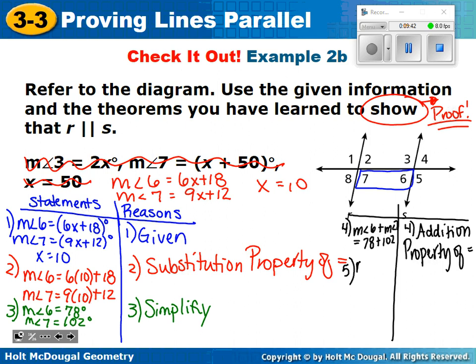Simplify. So measure of angle 6 plus measure of angle 7 is equal to 180. Simplify. And if you go back and read your converse, it says if the same side interior angles are what? Supplementary. So we still have another step we need to do before we can say that the lines are parallel. This says they add to be 180. What does our next step need to say?